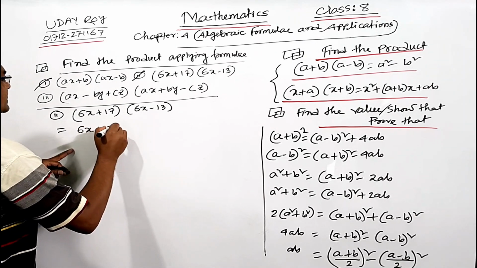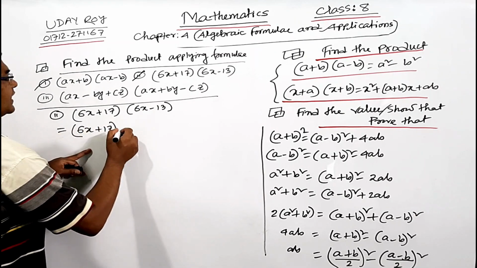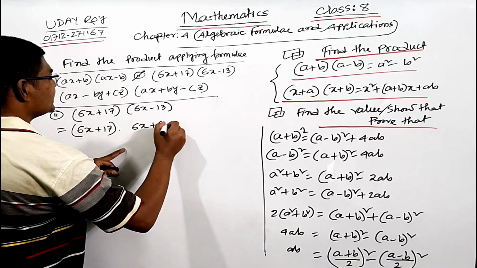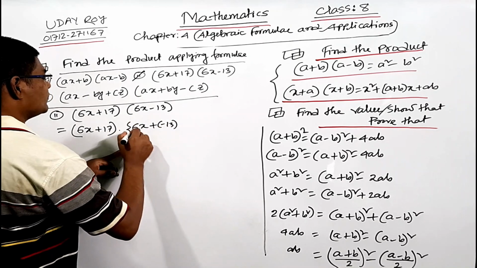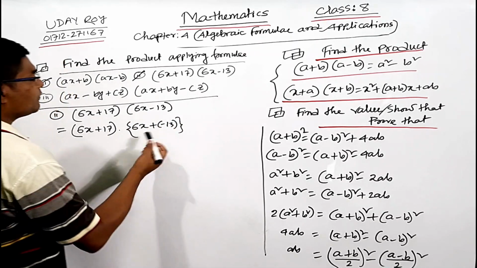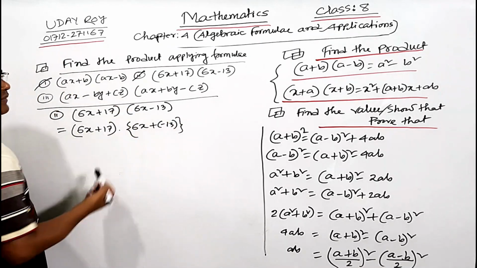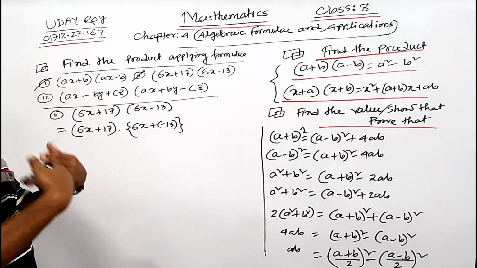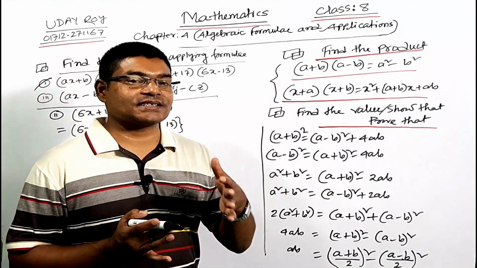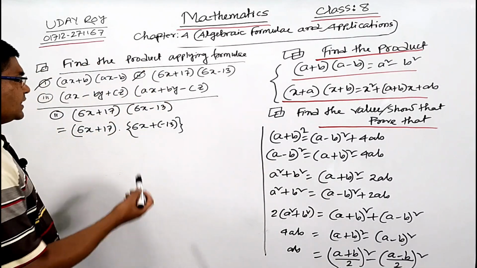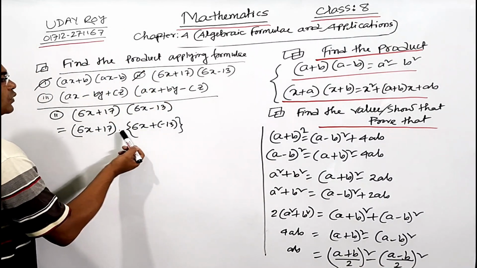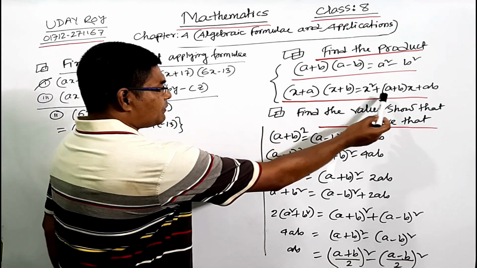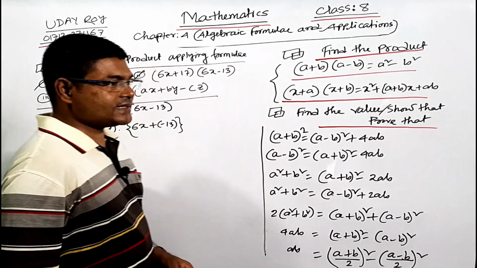So let's see here, 6x plus 17 into 6x, we take plus, here is minus 13. You can see here plus into minus, minus. You just have to convert into positive formation, plus. So easily we can do this. So x plus a into x plus b. So what is the rule? x square plus a plus b into x plus ab.